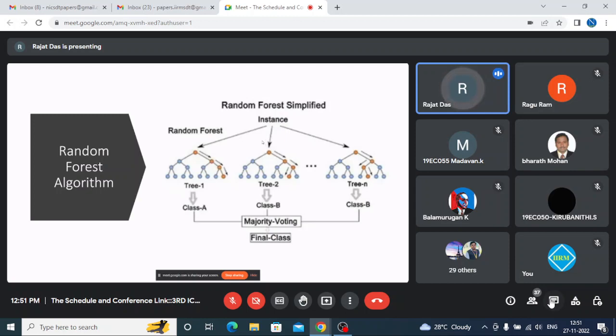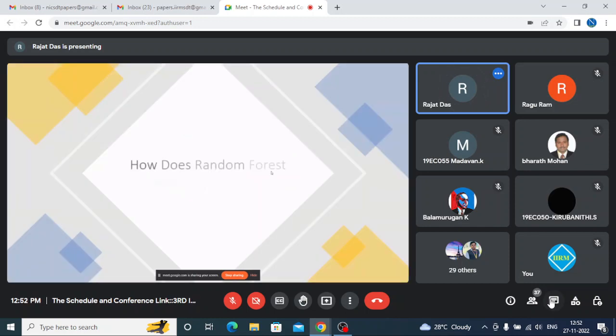Now, how does the random forest algorithm work? The following steps explain the working of the random forest algorithm. First, it selects random samples from a given data or training set. The second step is that the algorithm will construct a decision tree for every training set. Third, voting will take place by averaging the decision trees. And the fourth is to finally select the most voted prediction result as the final prediction result.